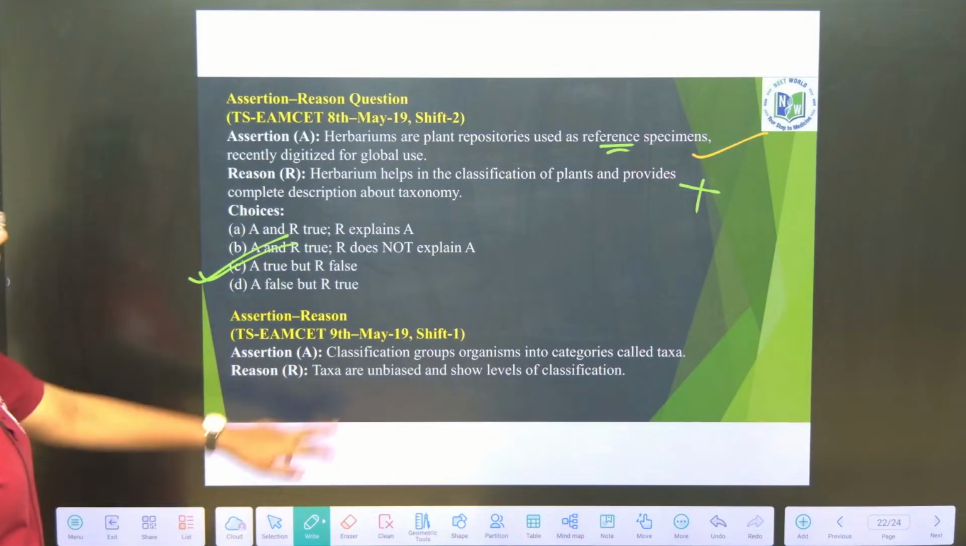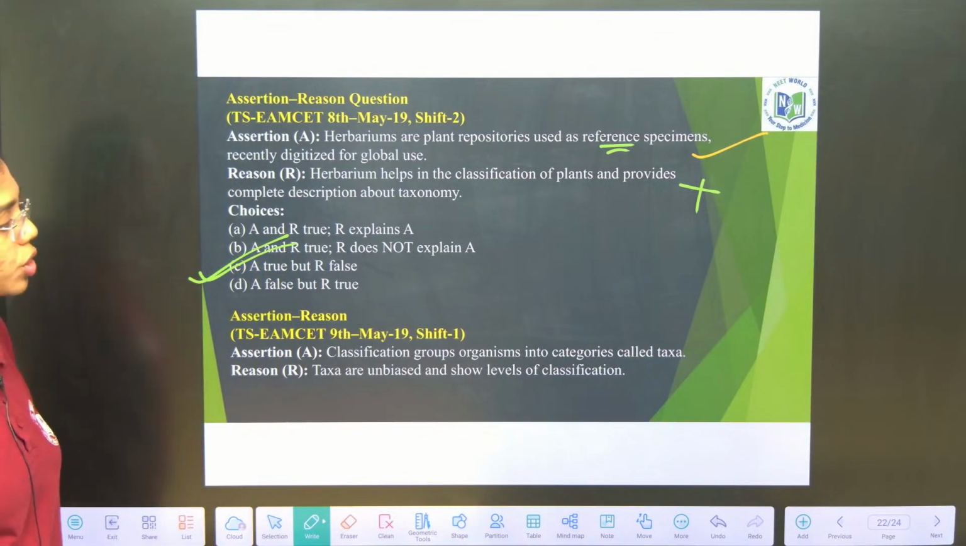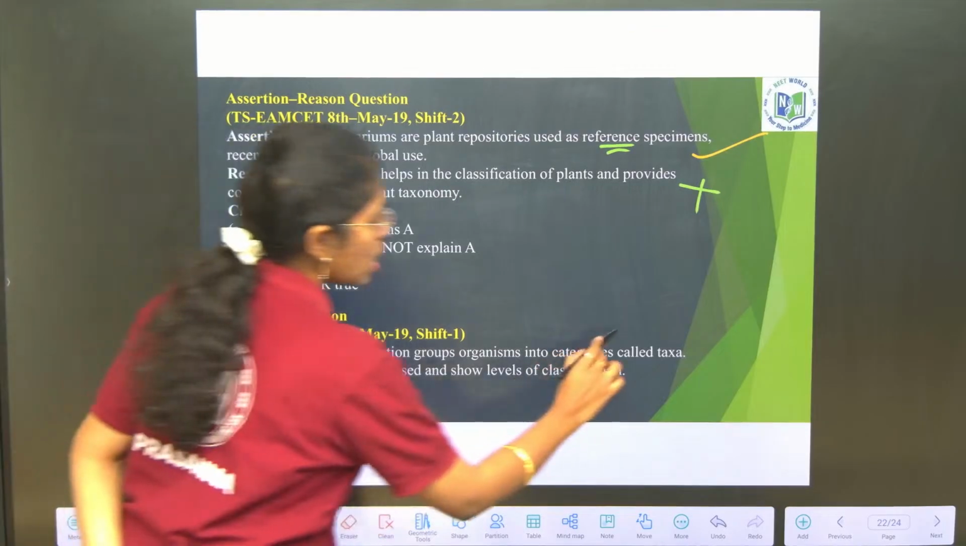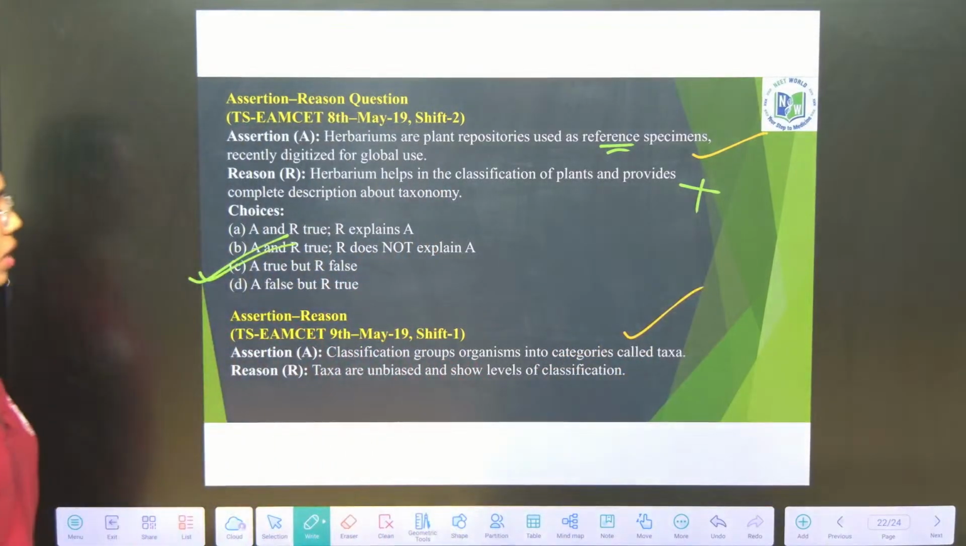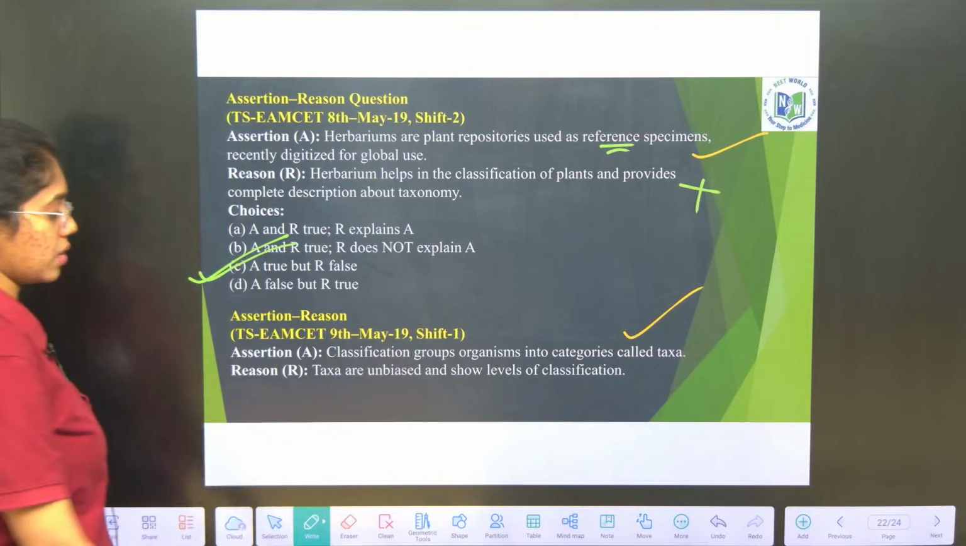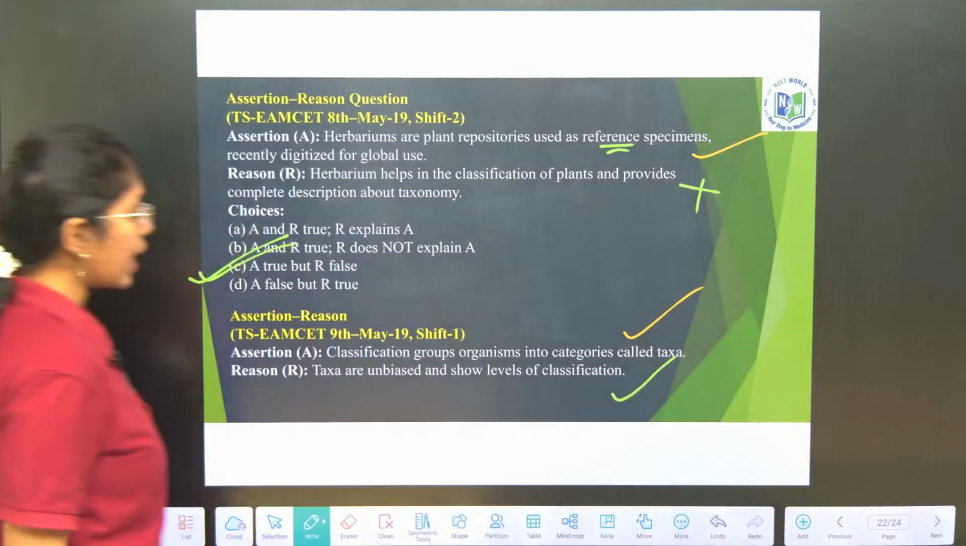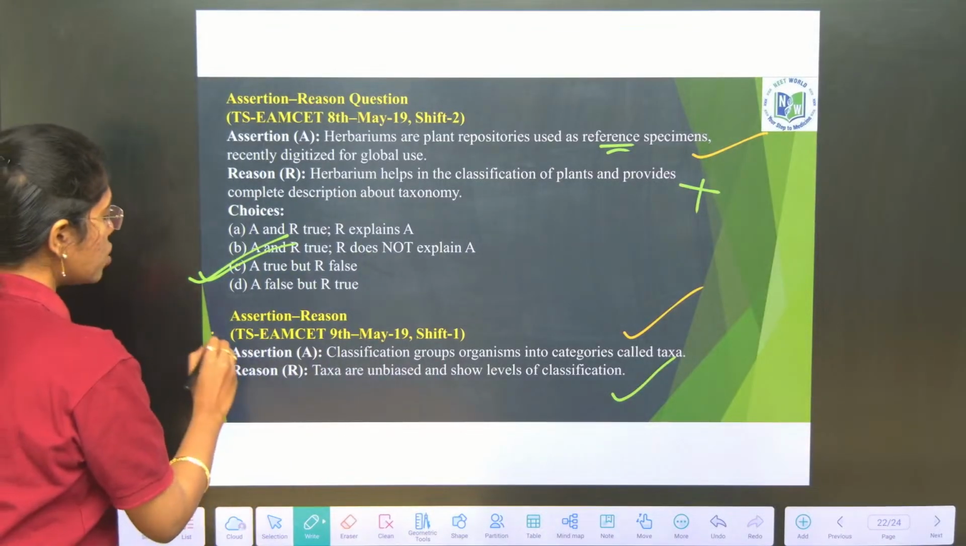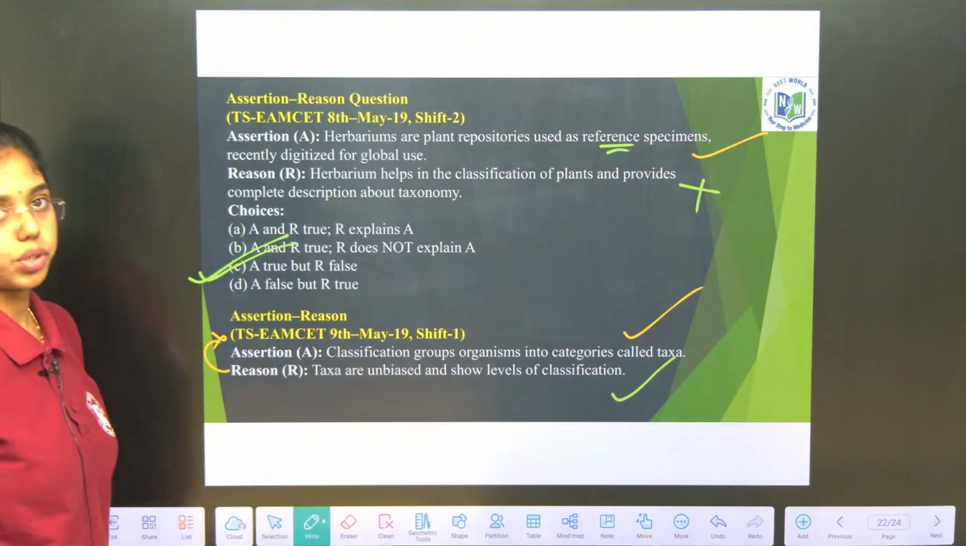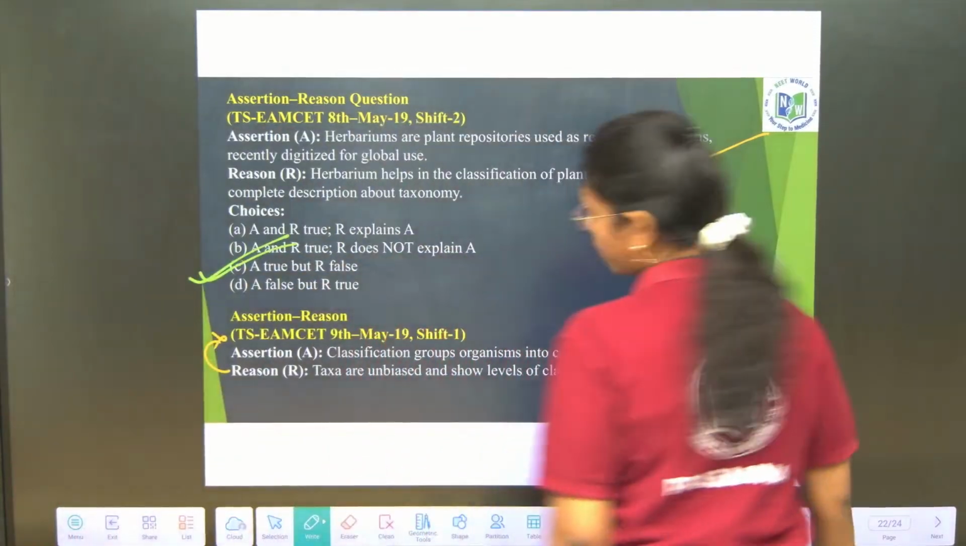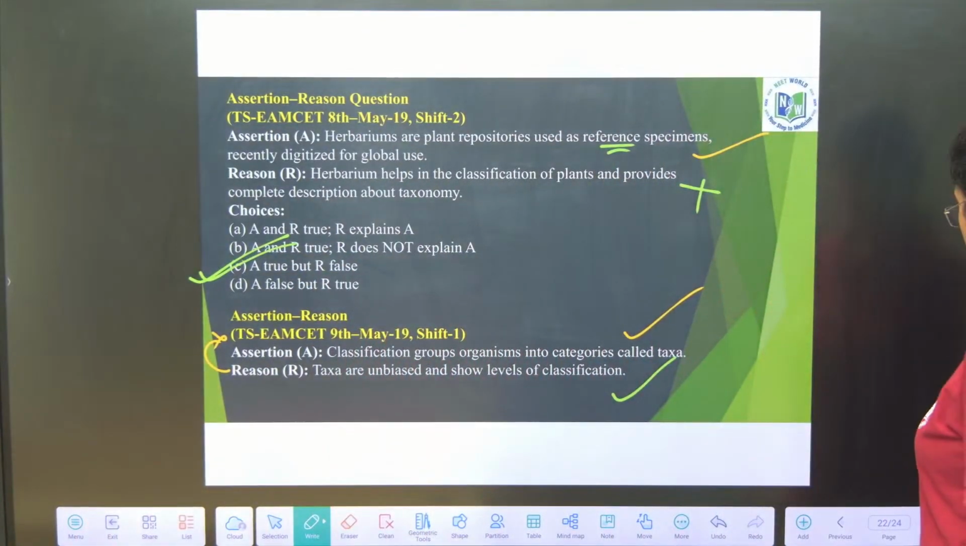And this you see, classification groups organisms into categories called taxa. Assertion is true. And in reason, taxa is unbiased and this shows different levels of classification. True. Both A and R are true, but R is not correct explanation for assertion, right? These are few assertion reason types of questions.